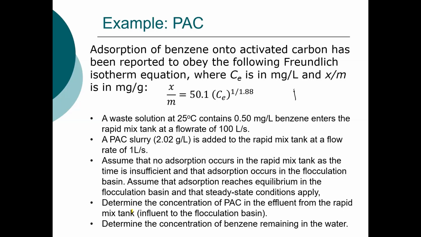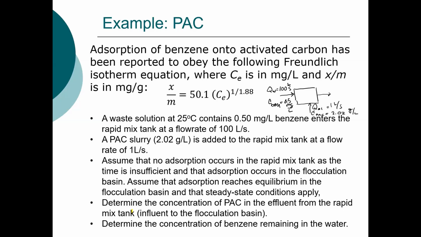So I have a rapid mix tank, I have flow in. This is my waste flow, and that is 100 liters per second. And I have a concentration of benzene equal to 0.5 milligrams per liter. And I have my slurry, and that is equal to 1 liter per second. And I have a concentration of PAC of 2.02 grams per liter.